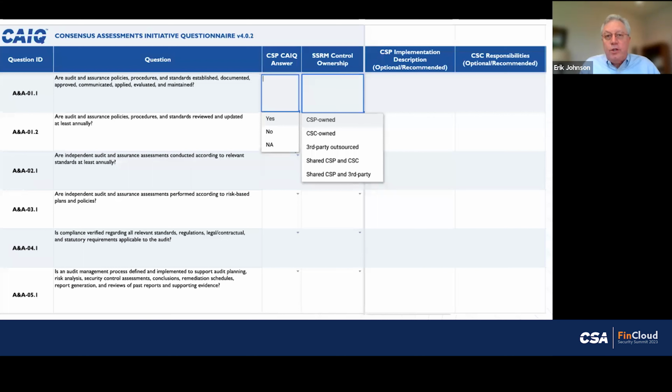The most important shared controls are between the CSP and the customer, because when the customer wants to understand the ones that you're responsible for in part, those are the ones. And then the ones that are shared between the CSP and a third party mean it's partially outsourced to a supporting service provider, which is, again, good to know from a third party risk management perspective.